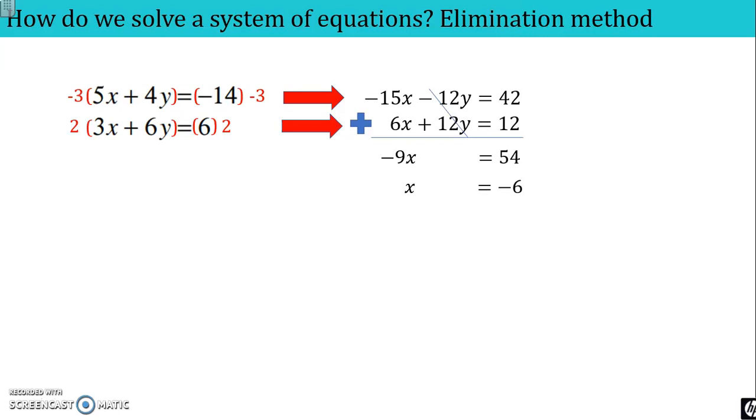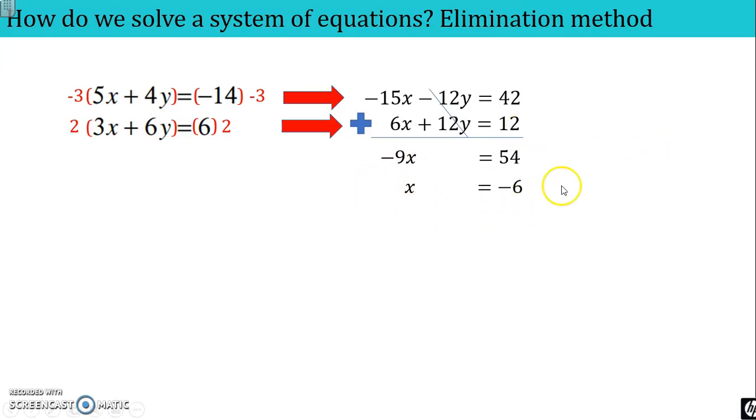So I would solve this equation, I'd divide both sides by -9, and I get x equals -6. So I know what one of my variables is equal to. We're halfway done with this problem. We still have to solve for y. Thankfully, once you have one variable, it's pretty easy to find the next.